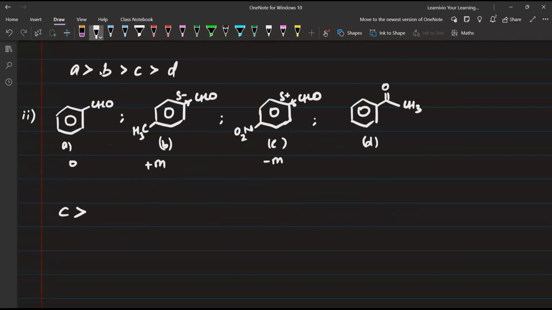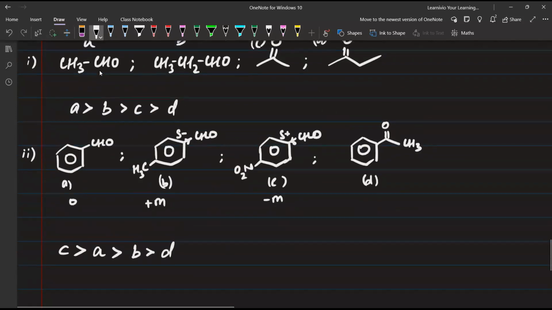बाद you will have A, which is not having any plus M group, which is giving electron density, है ना? electron density देने वाला नहीं चाहिए हमको, लेने वाला चाहिए. A, that is 0, and after this we will be having B, and after that we will be having D, because it is a ketone.